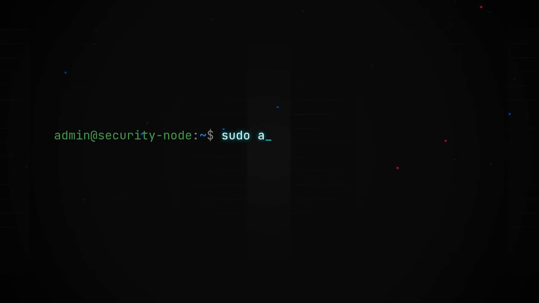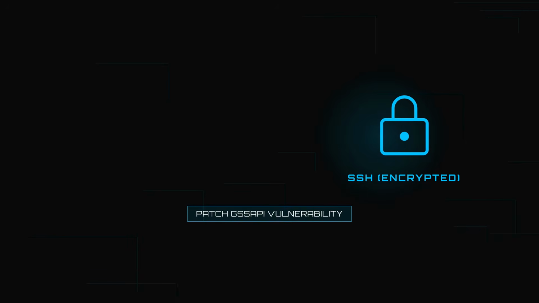Now, the obvious advice here is you shouldn't be using Telnet in 2026. It sends data in plain text and is fundamentally insecure. If you have Telnet running anywhere in your environment, stop the service, disable it, and uninstall the package. Migrate all remote management to SSH. Just make sure you've patched that GSSAPI key exchange vulnerability we talked about earlier.